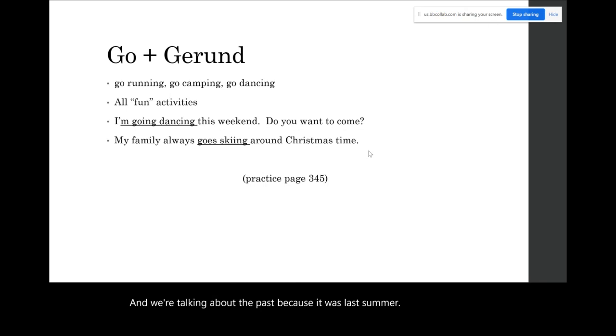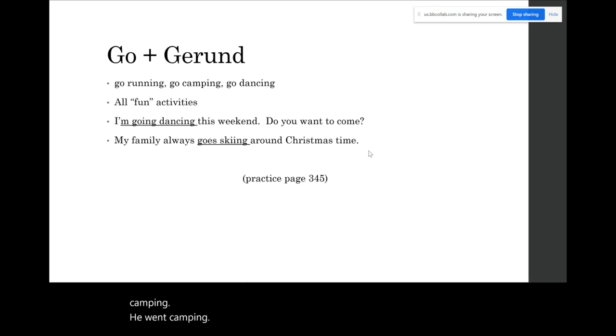Last summer, I went to a national park. He slept in a tent and cooked his food over a fire. What did Adam do last summer? He went. Not sure. Look at the word on page 344 in the box. Go camping. He went camping.